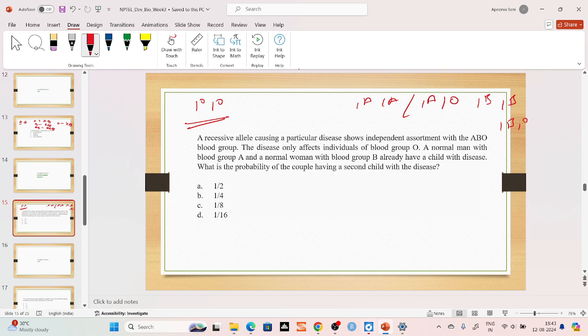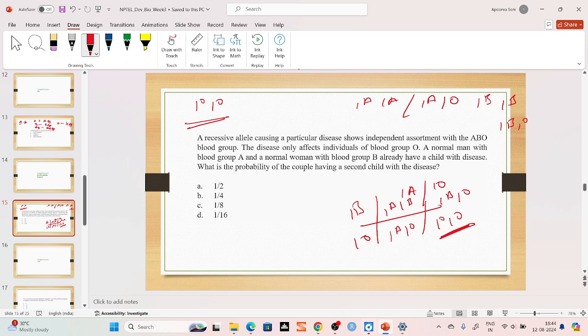That means it has to be present in a recessive condition. So for that, it has to be IAIO and IBIO. Otherwise, how would O come? Okay, so that means it is like this: IAIO and IBIO. So it is IAIB, IBIO, IAIO, IOIO. So here you can see that this is the condition in which the disease can be caused.